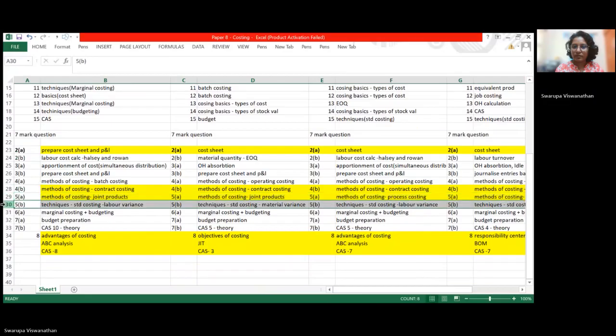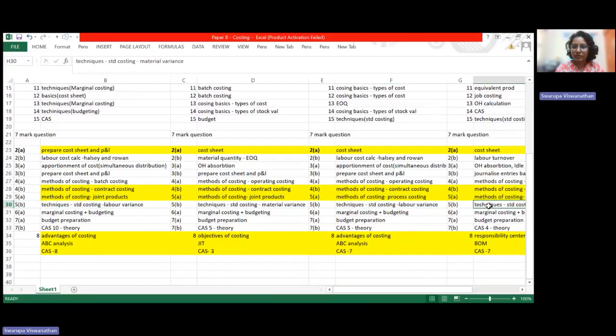5B is standard costing, one question. Now, if you see, there is a pattern: material, labor, material, labor. So this attempt, I am expecting a question on standard costing with respect to material variances.